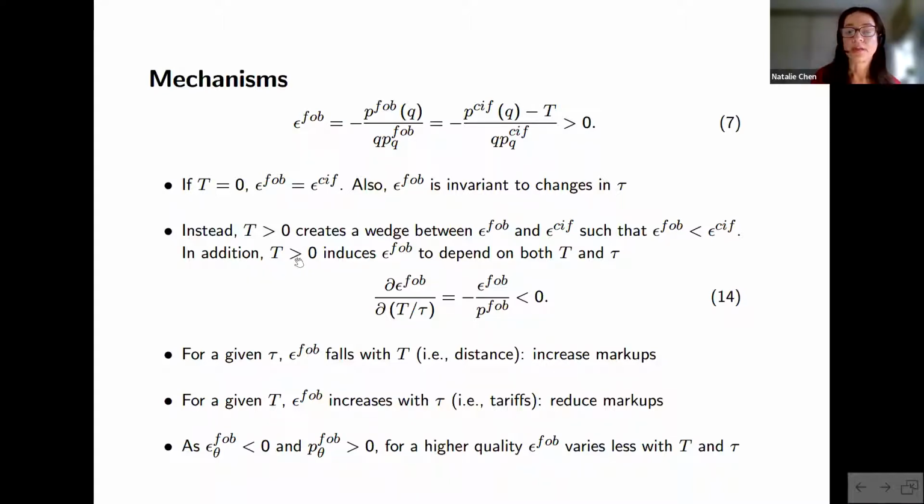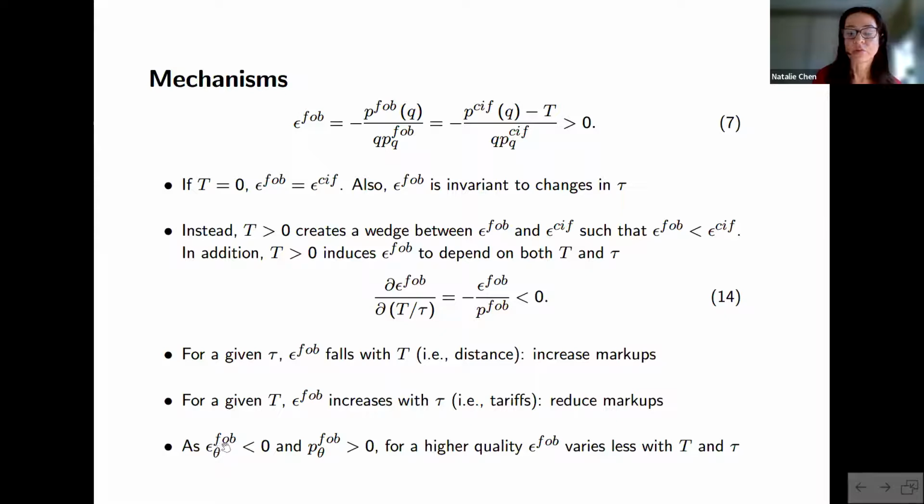In addition, the per unit cost induces the elasticity of demand to depend on both types of trade costs. And we can see this by taking the derivative of the elasticity with respect to T over tau, and we get this expression here, which is negative. So just the elasticity over the FOB price. Based on this expression, you can see that for a given tau, the elasticity of demand decreases with T and with distance. So this means that firms will find it profitable to increase their markups in more distant countries. Instead, for a given T, the elasticity of demand increases with tariffs, which means that firms will find it profitable to reduce their markups in countries with higher tariffs.